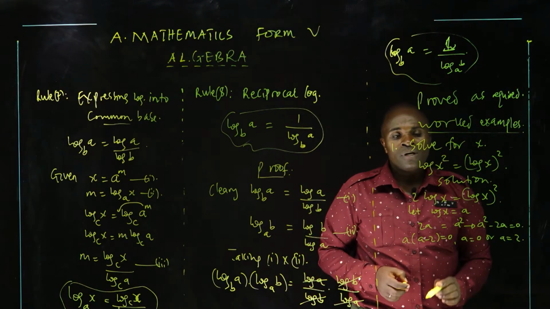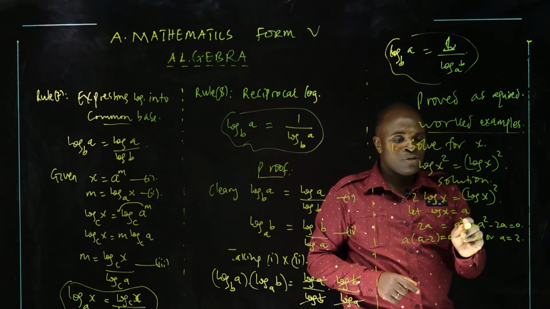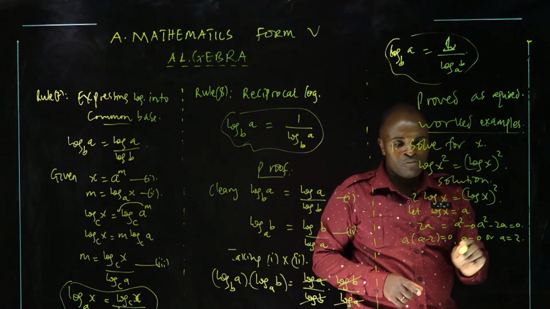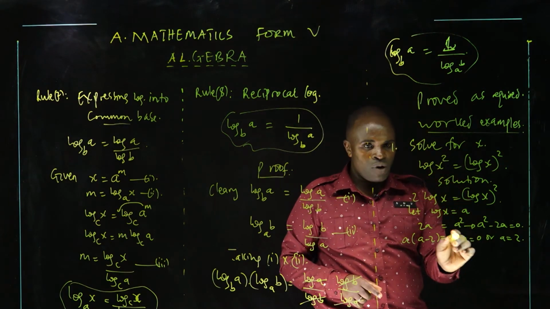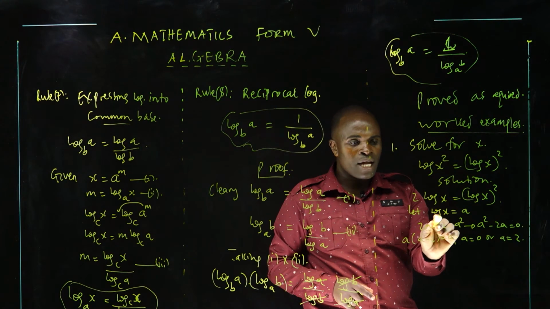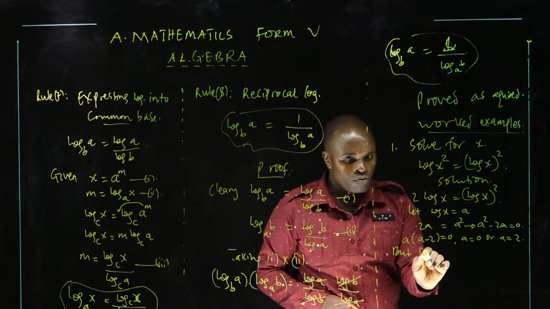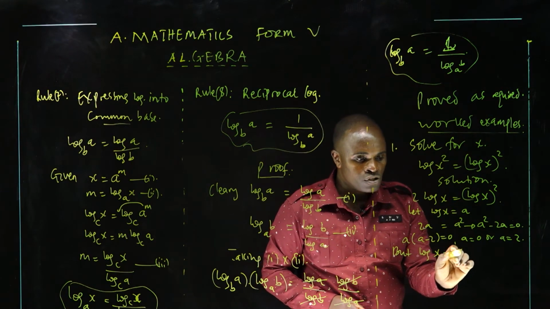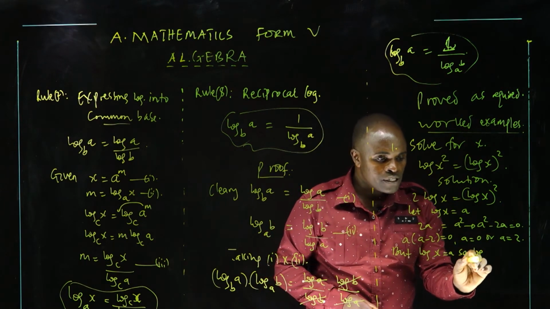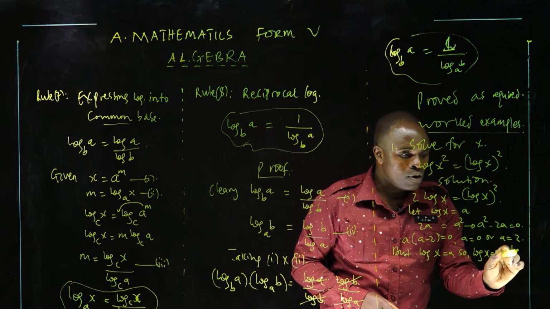Mind you, our question does not involve a at all. Our a was just introduced purposely to make this problem solvable. Therefore, what is a? Our a is signifying the logarithm of x. So log of x equals a. So, log of x equals 0 or log of x equals 2.